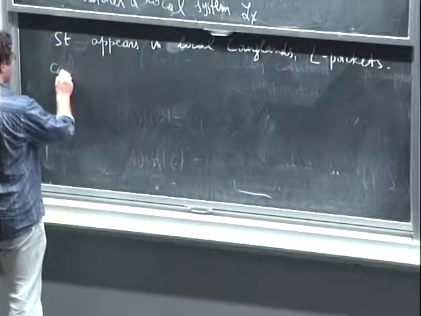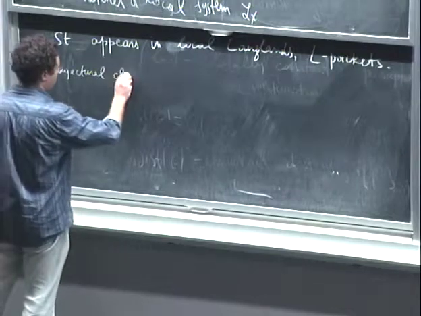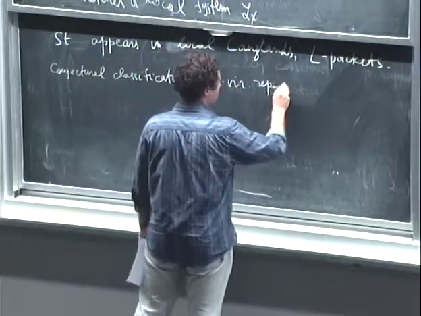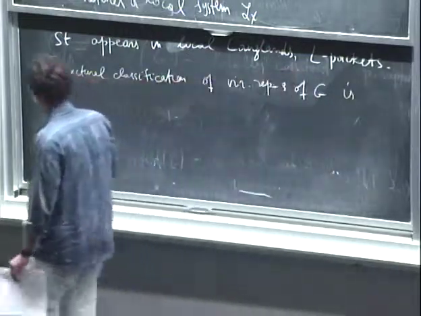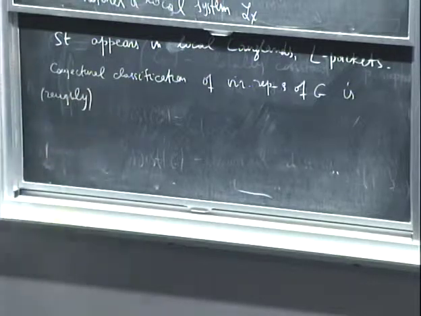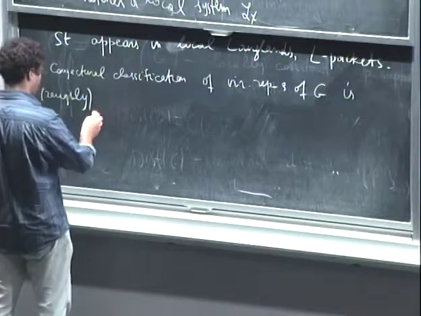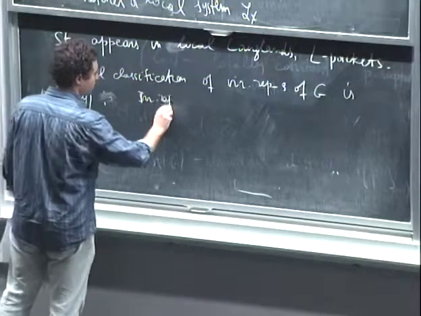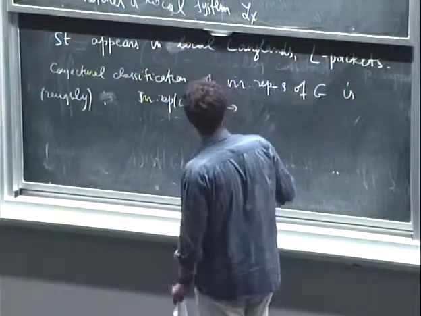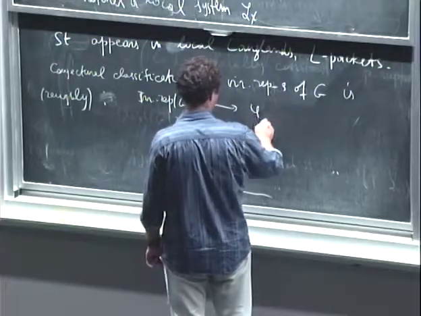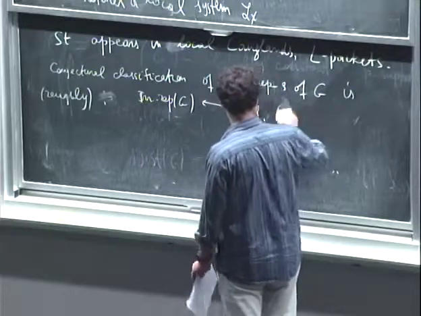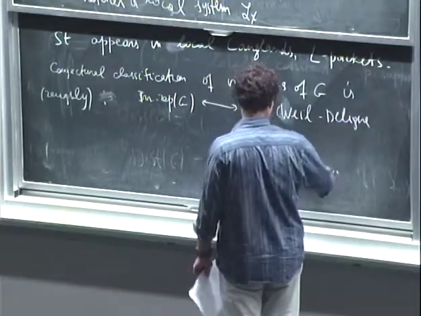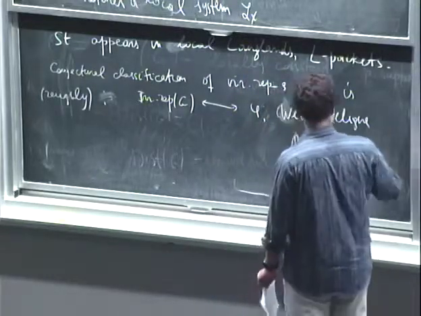So there is a conjectural classification of irreducible representations of G. I may get something imprecise, but it roughly says that the set of irreducible representations of G is in bijection with the data of phi, which is a representation of the, well, I should say Weil-Deligne group, but something closely related to the Galois group of F, to the Langlands dual group.